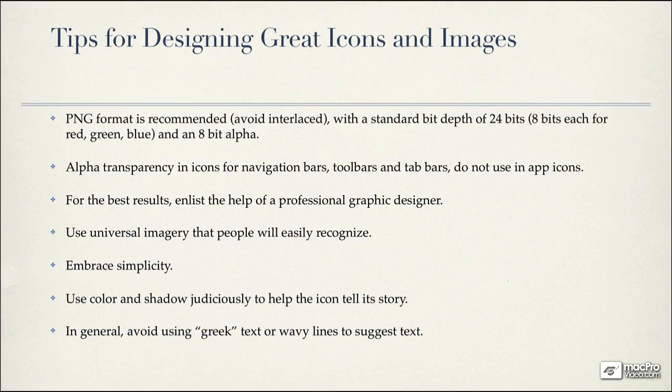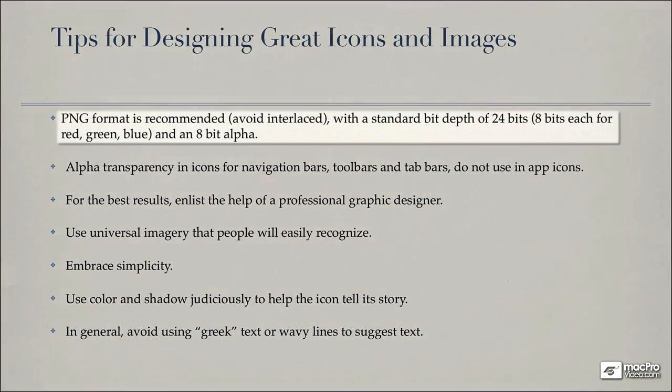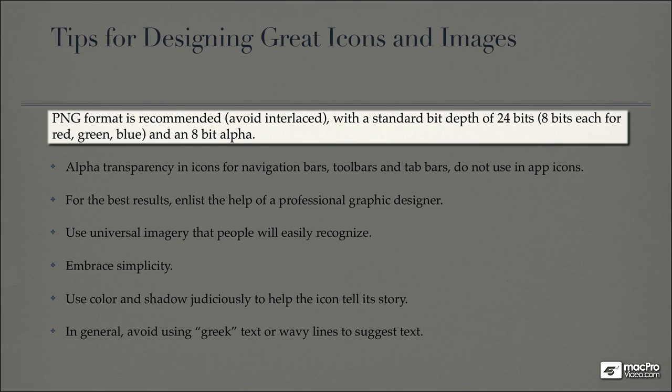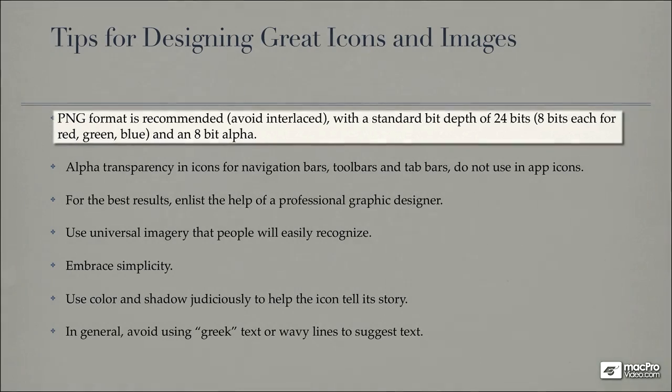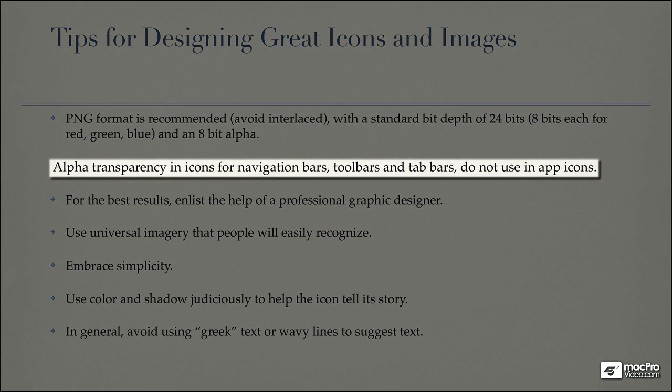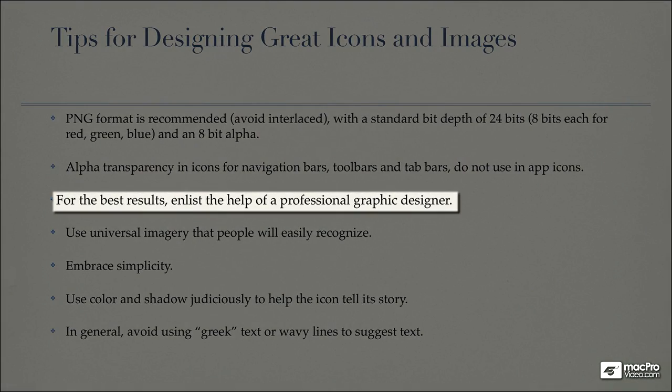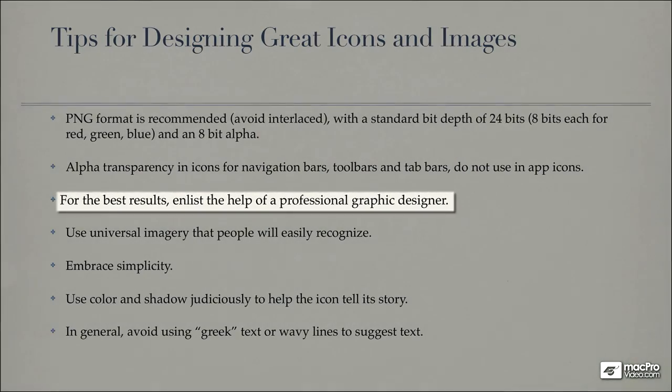Some tips for designing great icons and images. Now, the PNG format is recommended. You want to avoid interlaced though. With a standard bit depth of 24 bits, that's 8 bits for red, green, and blue, the RGB, and an 8-bit alpha. Use alpha transparency in icons for navigation bars, toolbars, and tab bars, but don't use it in app icons. For best results, enlist the help of a professional graphic designer.